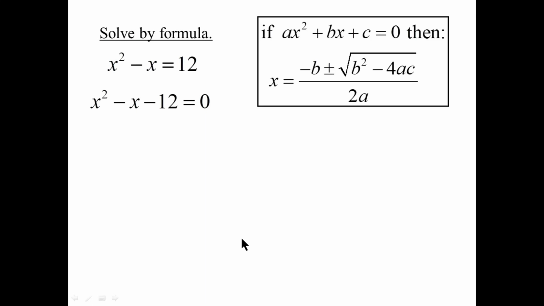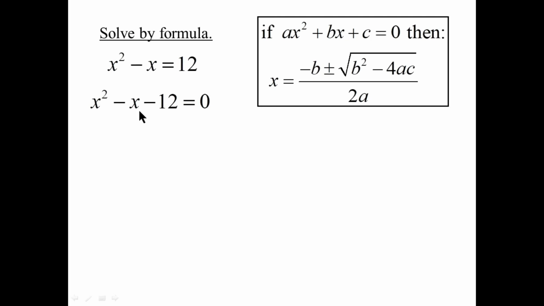Now let's solve the same quadratic by using the formula. There's our quadratic. You must equal it to 0. And then we know that if ax squared plus bx plus c equals 0, then x must equal negative b plus or minus the square root of b squared minus 4ac all over 2a. I say all because the fraction line must extend underneath this minus b here.